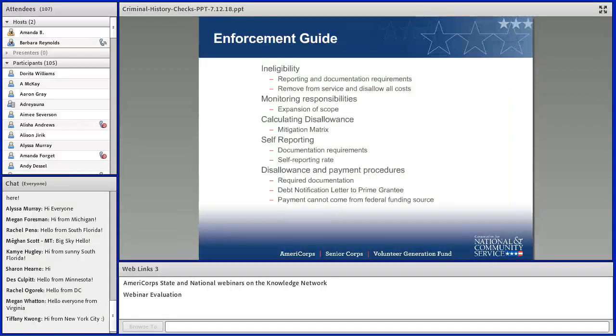And then you're also going to have information about your monitoring responsibilities. So for example, the idea of expansion of scope: if you find two or more non-compliant files, you need to expand the scope. Calculating disallowance, there's information about the mitigation matrix. There's information about self-reporting, the documentation requirements for self-reporting, and then also that self-reporting rate. And then it ends with some disallowance and payment procedures. So it talks again about what documentation is required, about the debt notification letter to the prime grantee, and the idea that payment cannot come from the federal funding source.